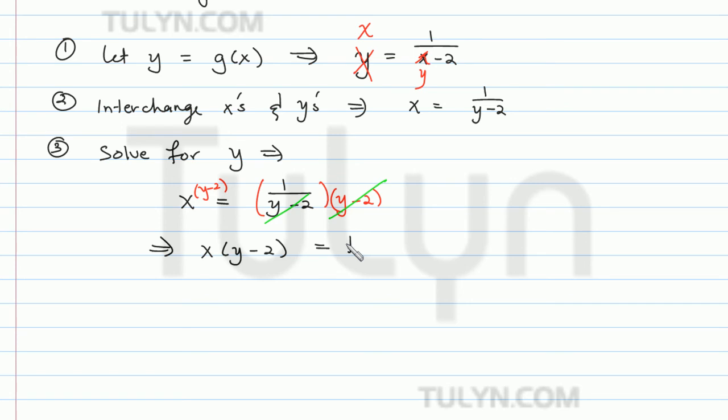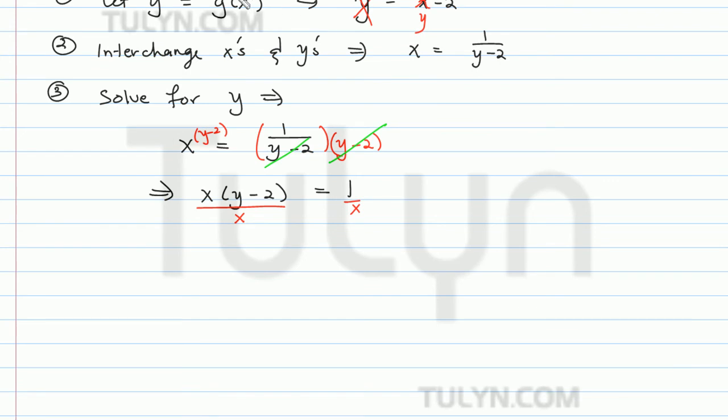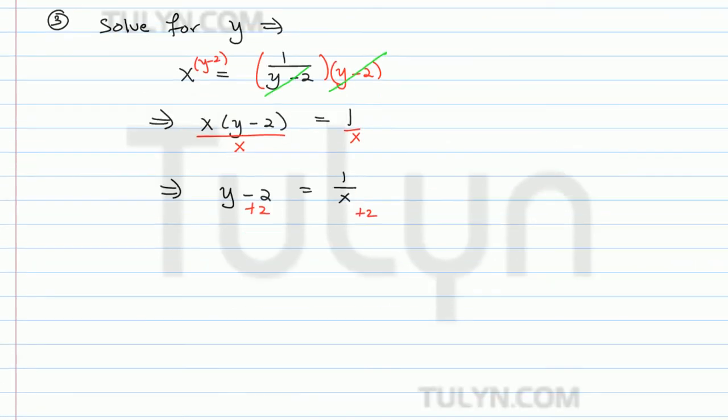So now we want to solve for y, right? Since this x isn't really going to help us if we distribute it back in, I want to divide both sides by x. We want to leave y by itself. Since y minus 2 is multiplied by x, we divide both sides by x. So we're left with y minus 2 is equal to 1 over x. And then finally, to get y by itself, I want to add a 2 to both sides of the equation. So y is equal to 1 over x plus 2.